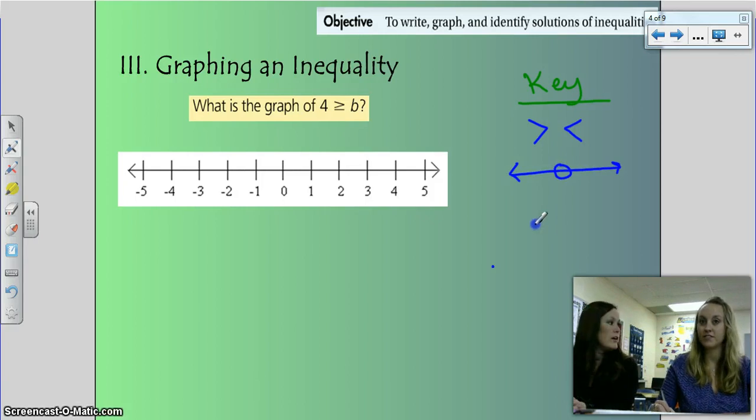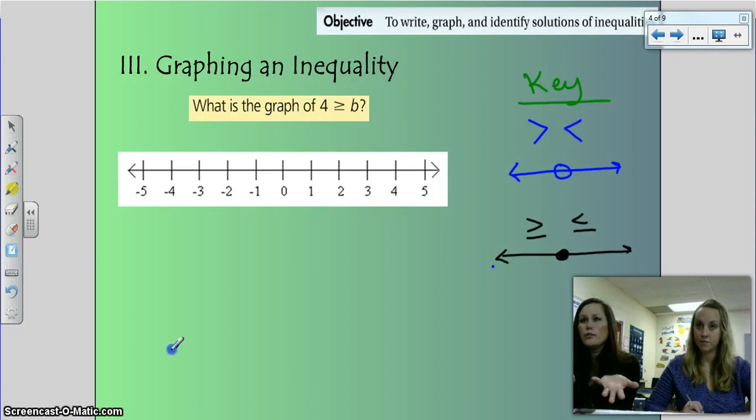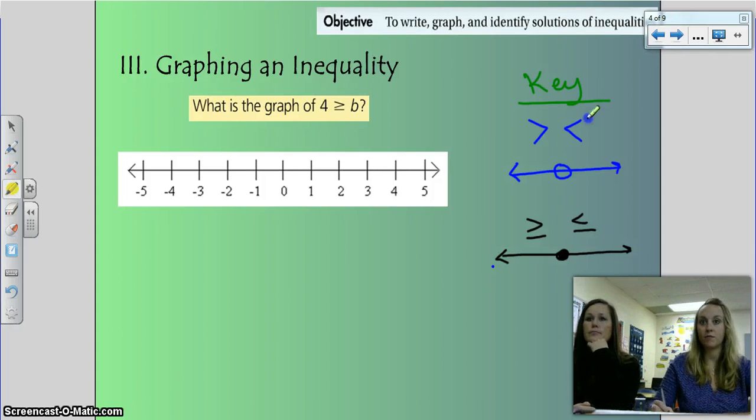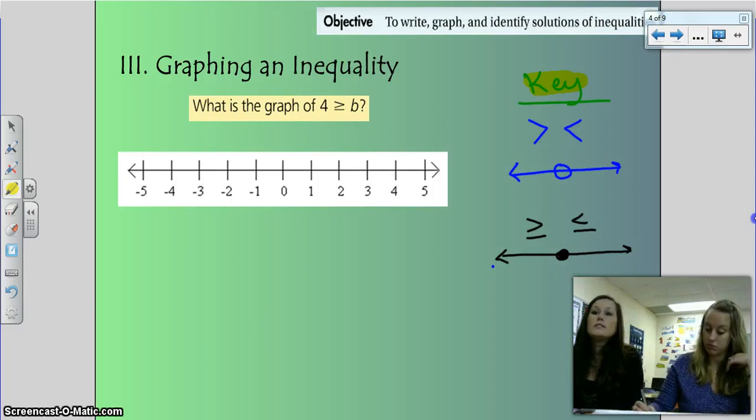If you have greater than or equal to or less than or equal to, you are going to graph using a colored in circle, or a closed circle. Hopefully you remember this from 7th grade, but if not, this will make more sense in about 3 seconds. Okay, so that is our key. Make sure you know this. We call it open circle or closed circle is how we will reference it.